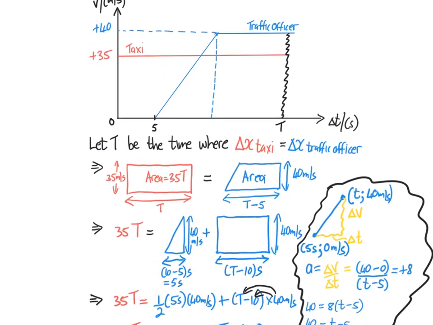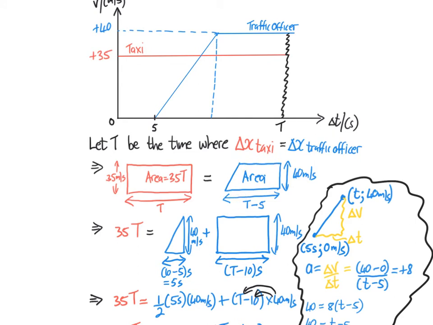So I am now explicitly using the qualities of the graph, the properties of the graph. So we see here this area. Now, what is the base of this area? Well, the base of this area would be T minus 5. The height would be 40 meters per second. Now, this is a trapezium, and we actually would need that side and this side, but we don't have that side either.